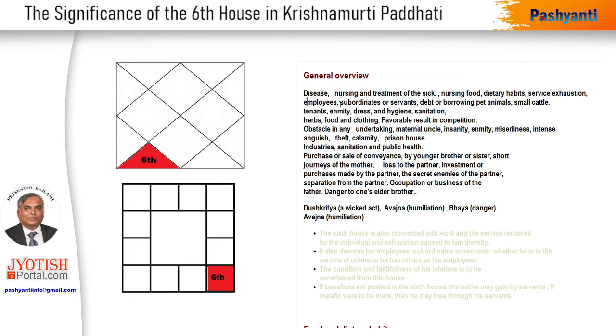Then the employees, and then the subordinates or servants. Okay, I'm going to remove this word servant. This is a derogatory word, so we'll just stick with the employees and the subordinates. Then the debt or borrowing, you might already know about it. And then the pet animals.